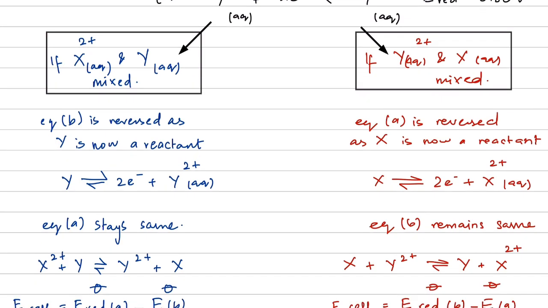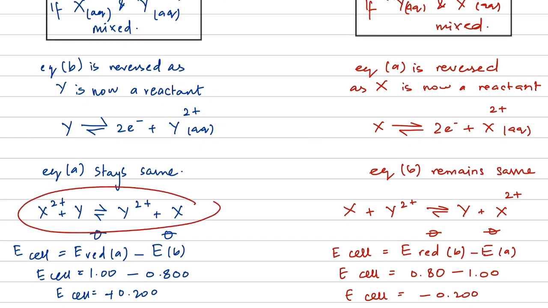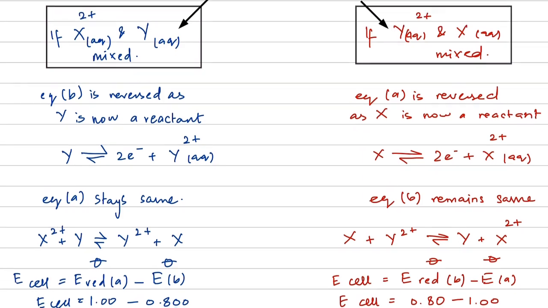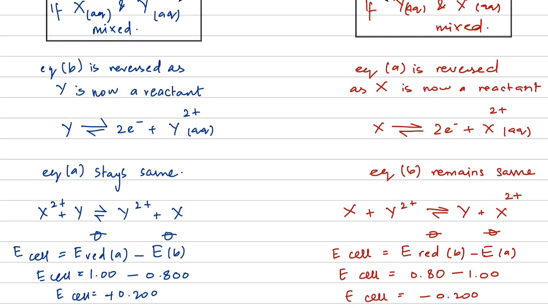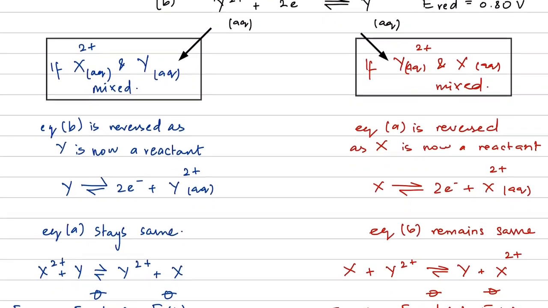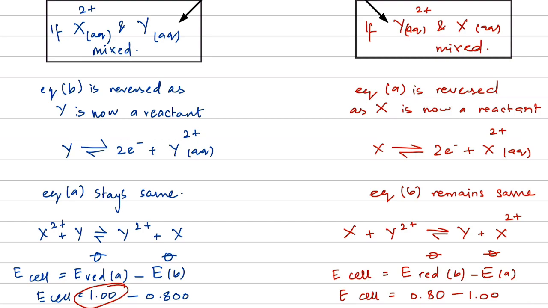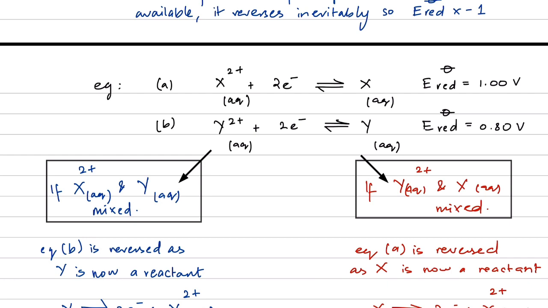So what actually happens is equation B is reversed, equation A remains the same, and this is your net equation where X ions react with Y and give you Y ions and X. Equation B was reversed, equation A is exactly the same way. Since equation A is the same, I'm using the potential value which is 1. But equation B was reversed, so I am reversing the value for equation B potential, which is minus 0.8. So the final answer becomes 1 minus 0.8, so 0.2 volt. This is a positive value, which means that if X ions and Y react, the reaction will happen.